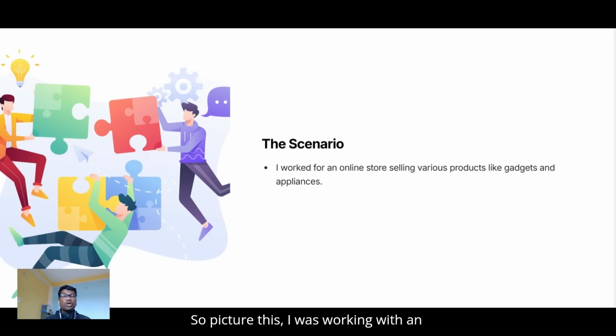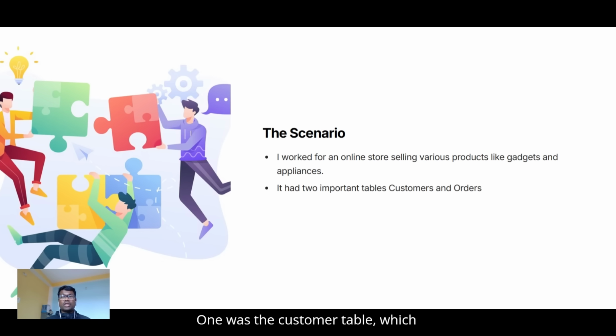So picture this. I was working with an online store. The company had an online store just like Amazon does. They sold machines, electronics, gadgets, clothes, different kinds of items on their website. I was given responsibility of two important tables. One was the customer table, which consisted of customer details, and the other table was the orders table. The orders table had the information about different types of orders that were made. So my task was simple. It was to find out who ordered what and why some customers were upset about their missing products.